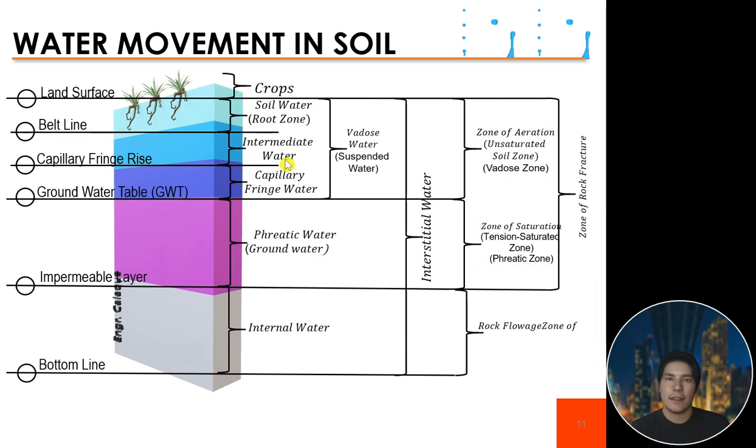Okay, so itong soil water, intermediate water, capillary fringe water, itong tatlo, we also call this one as vadose water, okay, or the suspended water. And ito lahat, we call it interstitial water. Okay, ito lahat.